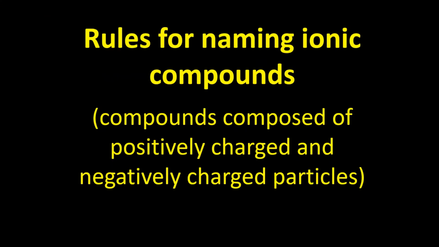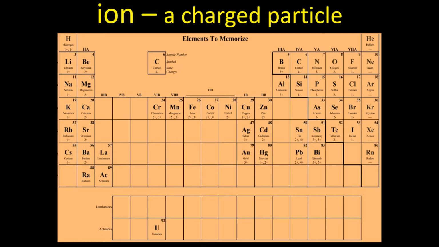Now I want to go through the rules for naming ionic compounds. These are compounds that are composed of positively charged and negatively charged particles. An ion, this is the root word of the name ionic compound. An ion is a charged particle.